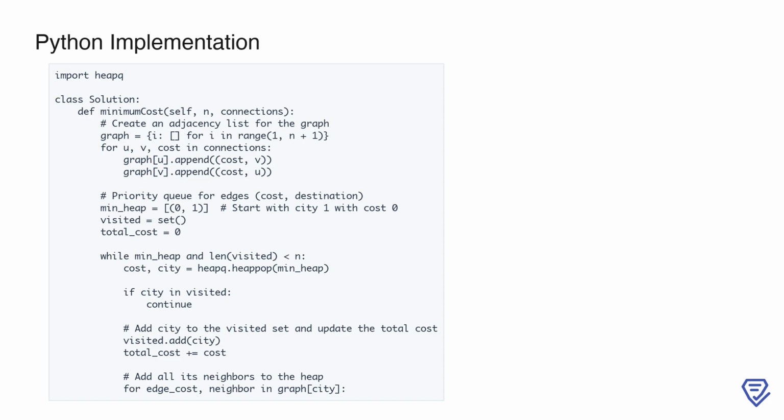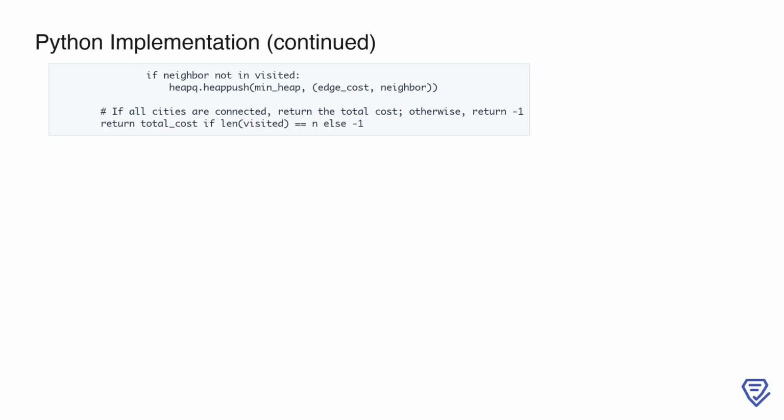Within the loop, we extract the city with the smallest connection cost. If the city has already been visited, we skip it to avoid redundant work. Otherwise, we mark it as visited, add its cost to the total, and then inspect its neighbors. For each neighbor, if it hasn't been visited yet, we push it onto the heap along with the cost of the edge connecting it to the current city. For neighbors that haven't been visited, we push their connection cost and city number onto the heap. This ensures that the priority queue always maintains the edges with the smallest cost at the top, allowing us to pick the most cost-effective connections as we build our minimum spanning tree.